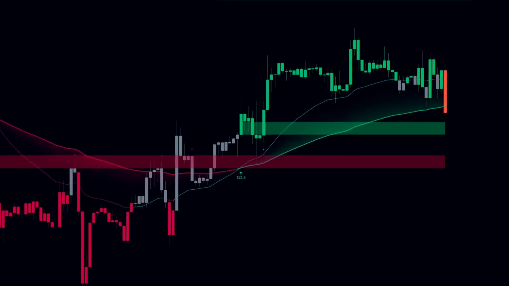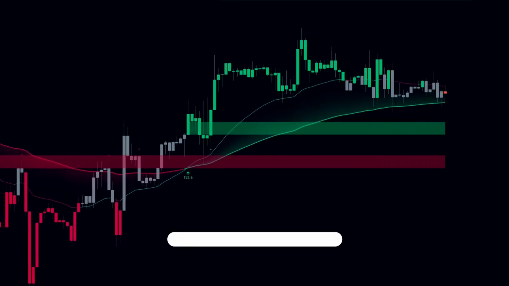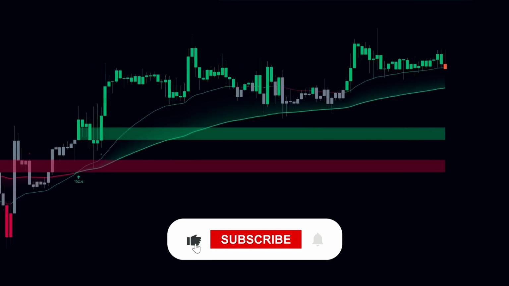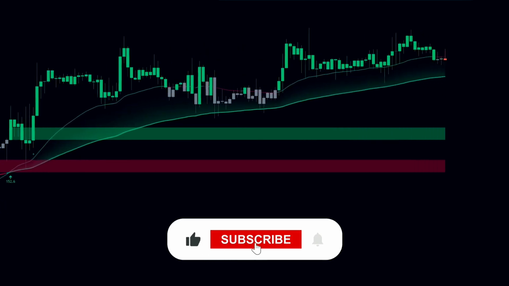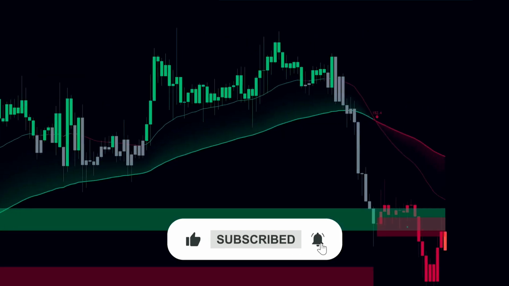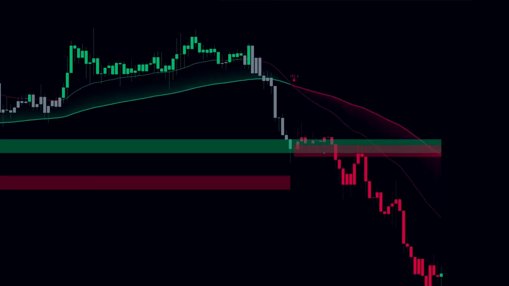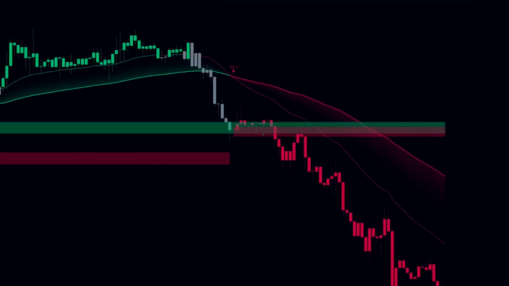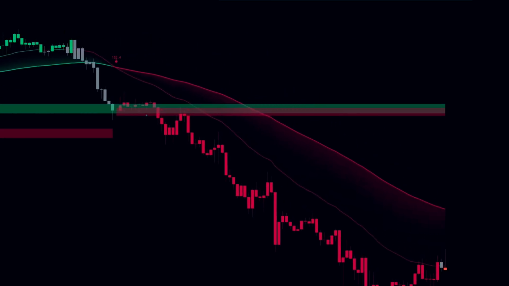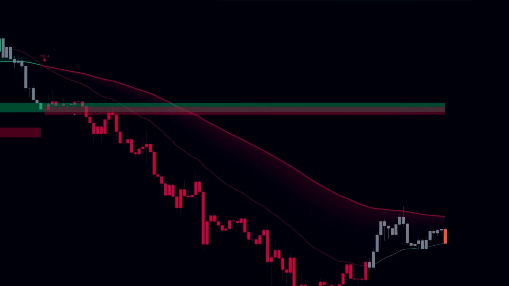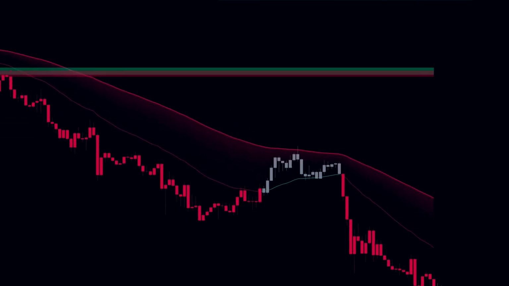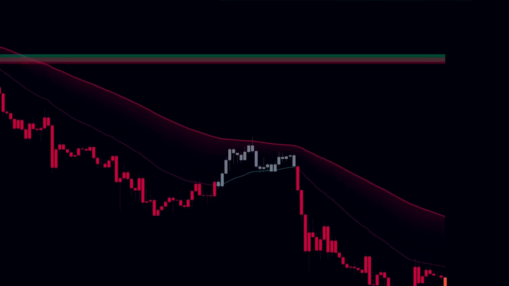Use multiple timeframes. Analyze the higher timeframe trend before diving into a lower timeframe setup. This will give you a clearer picture of the market direction. Set alerts on TradingView. Save time by setting up alerts for when key levels are reached or when trend shifts occur. This way, you won't have to monitor the charts constantly. Practice risk management. Even the best indicators and strategies can fail, so always stick to your risk management rules. Never risk more than 1% to 2% of your trading account on a single trade.